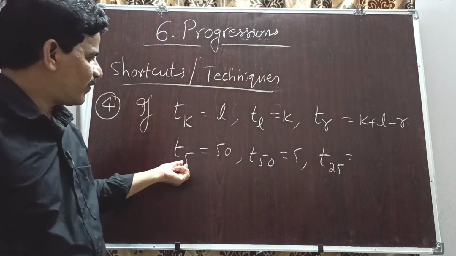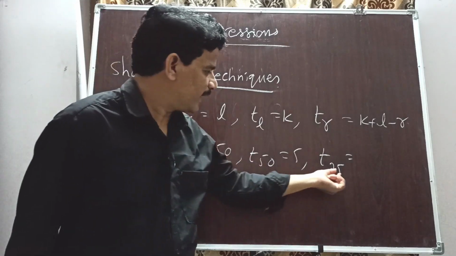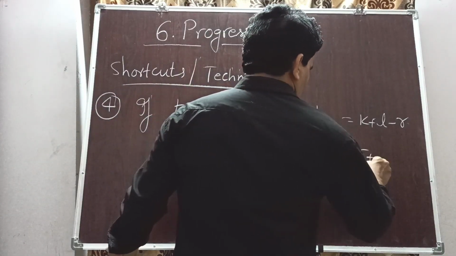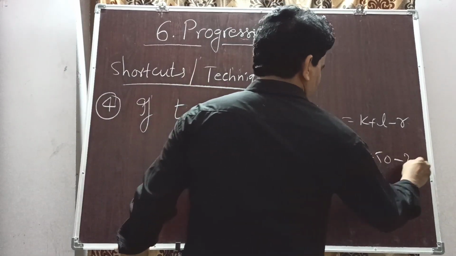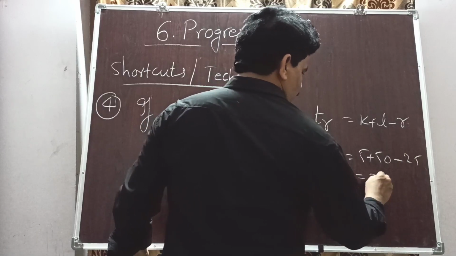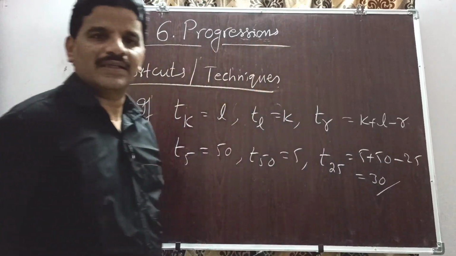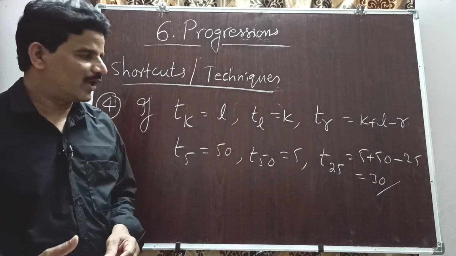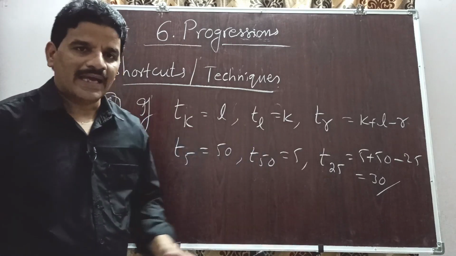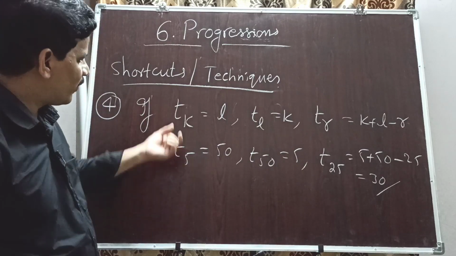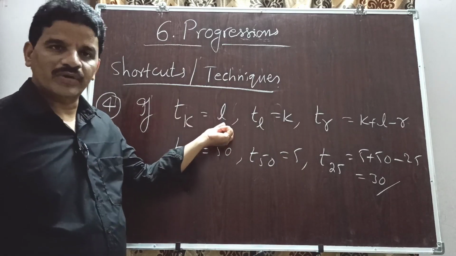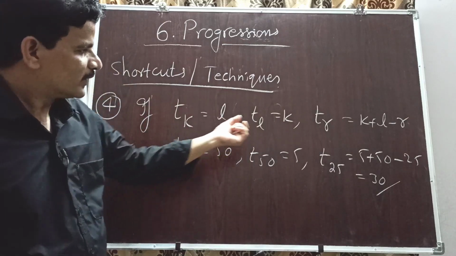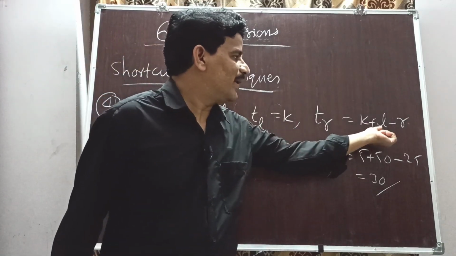So here K is 5, L is 50, R equals 25. Therefore 5 plus 50 minus 25. 55 minus 25 is equal to how much? 30. So here we do not need to find the a value, the common difference d value and T25. Directly we can find the T25 value. Whenever the kth term value equals L and the Lth term value equals K, then the value of the rth term will be K plus L minus R.